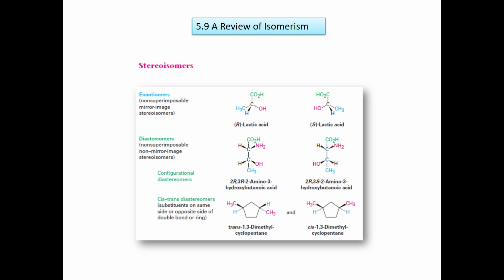Stereoisomers, the first example are enantiomers, the second are configurational diastereomers, okay, because they have one chiral center that is the same and one chiral center that is opposite. And finally, we have cis-trans, in this case, a ring where the two substituents are in the same direction, on the same side, the same face, or on different faces. Same face, different face.